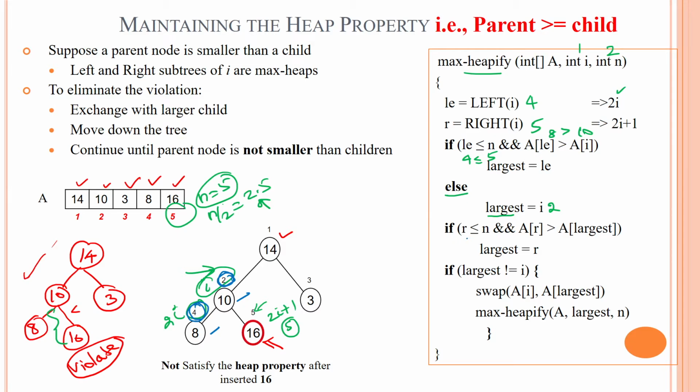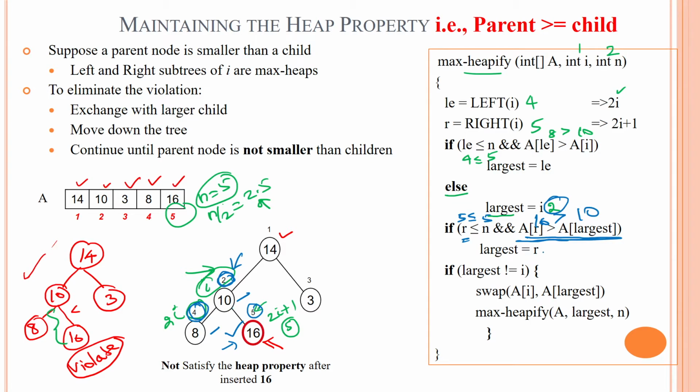Then the right child index is 5, so 5 less than or equal to 5, yes, it is true. A of right, so a of 5 is 16, so is 16 greater than a of largest? What is the largest index? 2, so a of largest is 10, index value 2. So 16 greater than 10 is true. If it is true, that means the child is greater than the parent. The right child value 16 is greater than the parent 10.